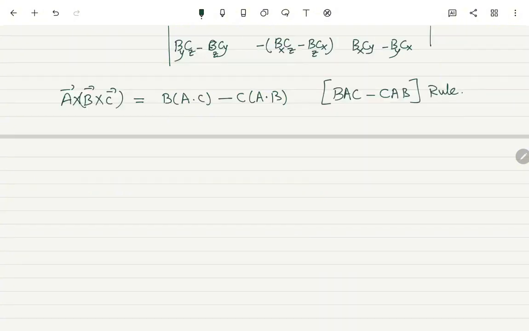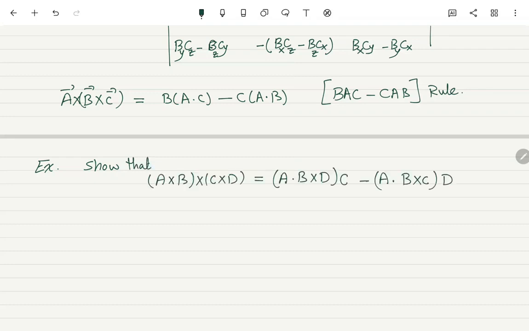As a quick application for this rule, let's have this example. Show that A cross B cross C cross D equals A dot B cross D times C minus A dot B cross C times D. Now to solve this one, let's use the BAC-CAB rule, but in this case, let's assume that A cross B equals M. Upon substituting, the equation becomes similar to this one, and we can apply the BAC-CAB rule directly.